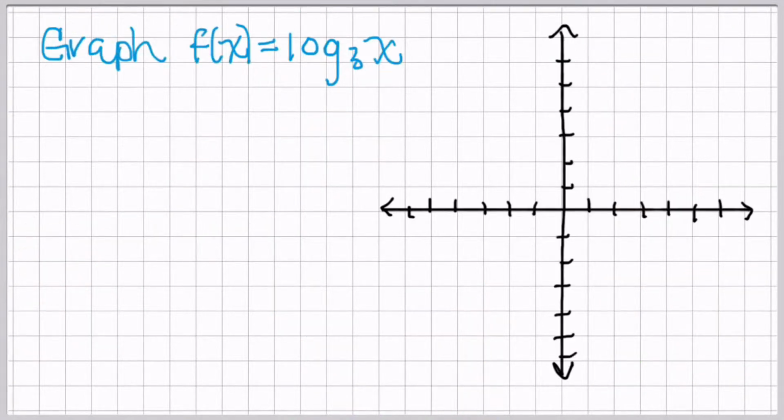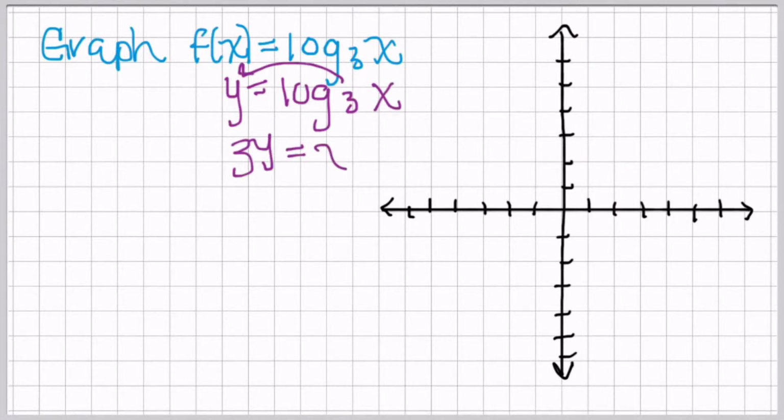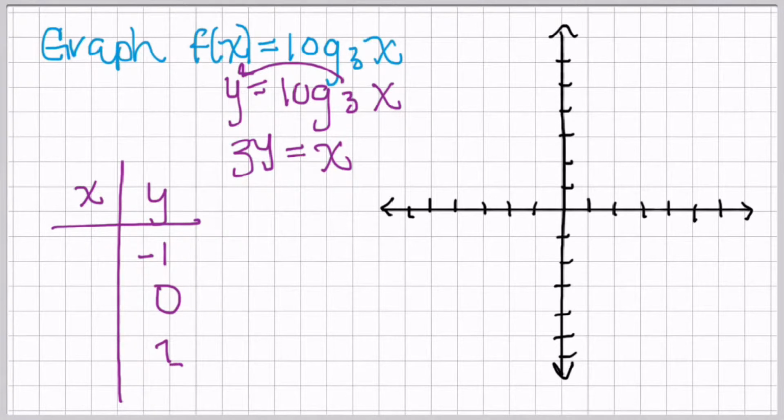Now let's look at our first example. Let's say we want to graph f of x is equal to log base 3 of x. I'm going to start by writing it as y is equal to log base 3 of x, and then rewrite in exponential form, which gives us 3 to the y is equal to x. Just like the last problem, I'm going to plug in different values for the exponent, which in this case is y. So I'm going to plug in y is equal to -1, 0, and 1.